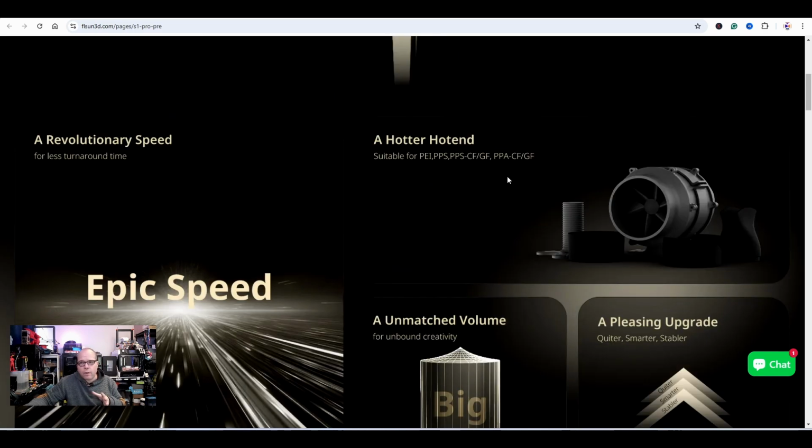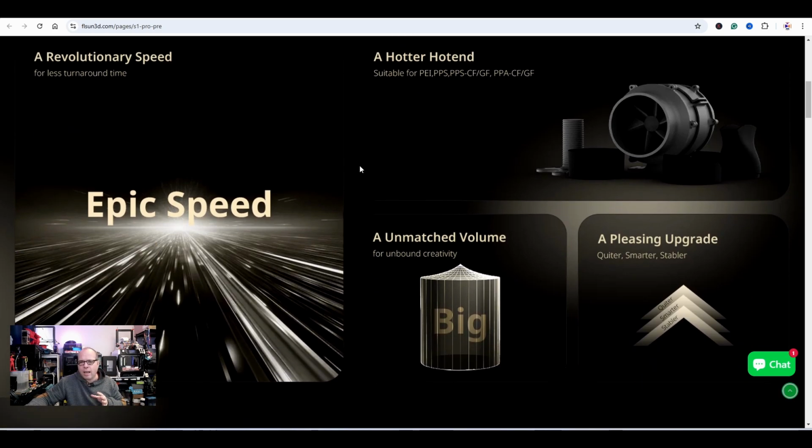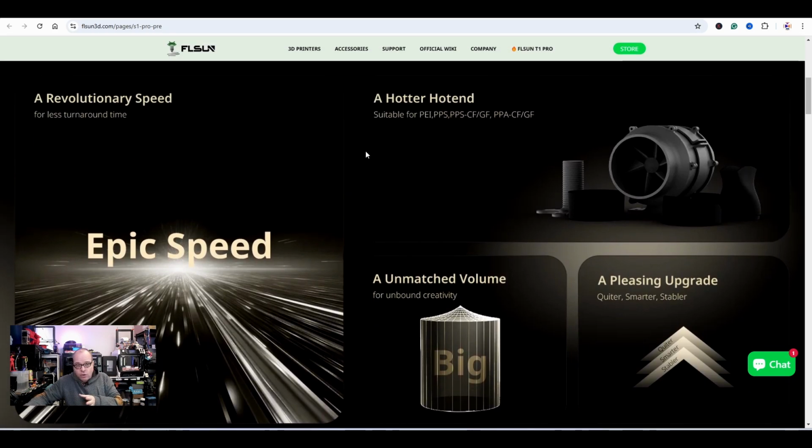A revolutionary speed for less turnaround time, epic speed. They don't say how much faster it is going to be. The current S1 has 1200 millimeters per second. If they are talking about less turnaround time, are they going to compare it with the S1 or with a normal regular 3D printer? Delta printers are always fast. And nowadays with Klipper, they are even faster than a normal standard Delta 3D printer.